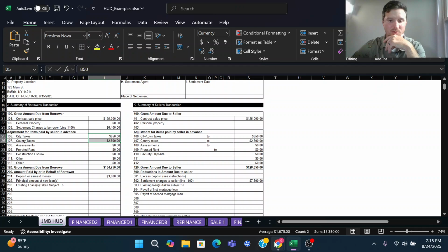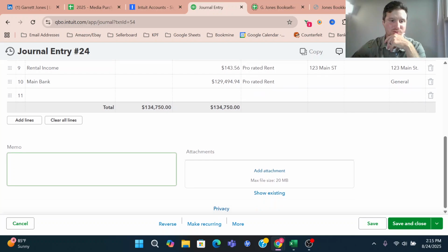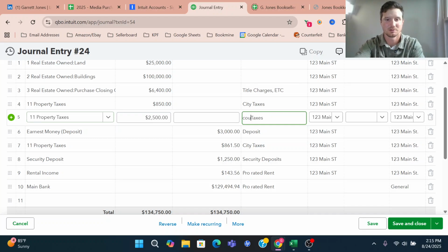Make sure that you always put descriptions in your journal entries. That way, whenever you take the HUD and put it on here as an attachment, you can always see where you got them and understand what you're doing. And I actually labeled this wrong. This was supposed to be county taxes.